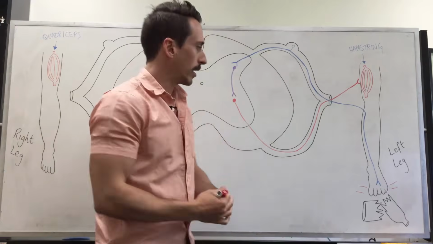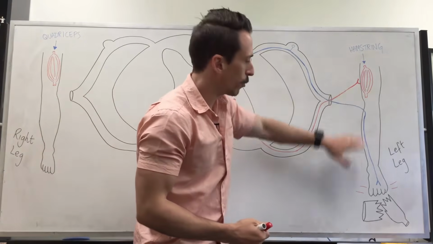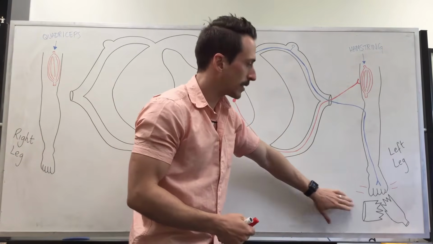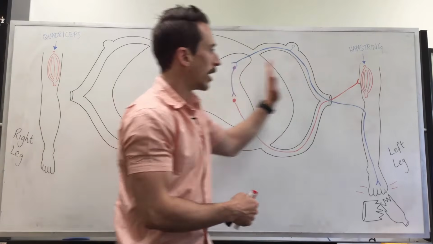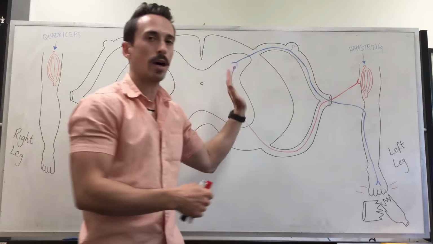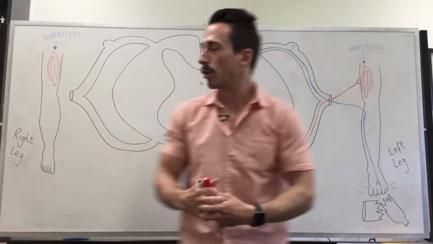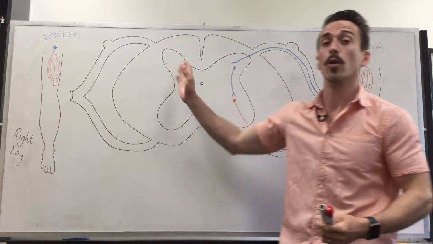Well, think about it. If we're contracting that hamstring to move that foot away from the glass, this is all happening on the same side. So this is called the ipsilateral side, same side. What's happening on the contralateral side or the opposing side?